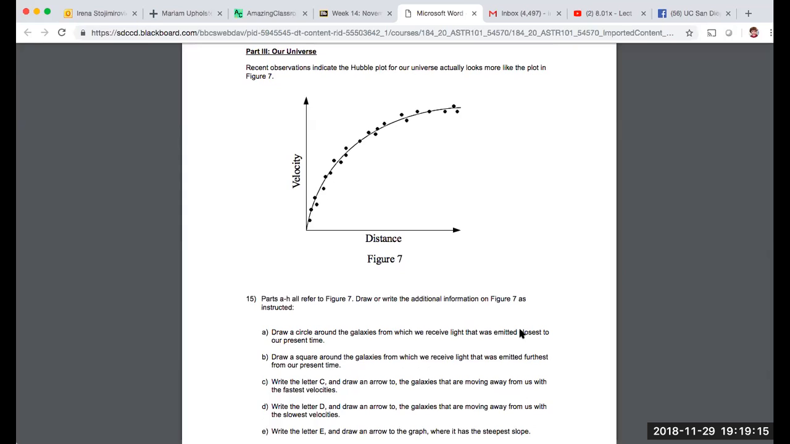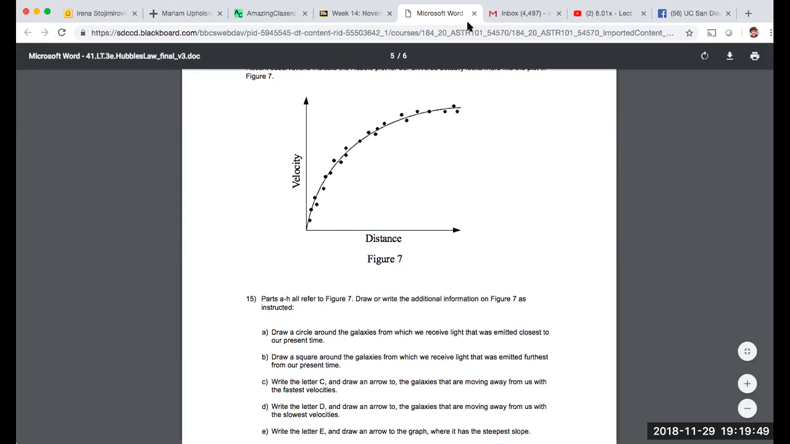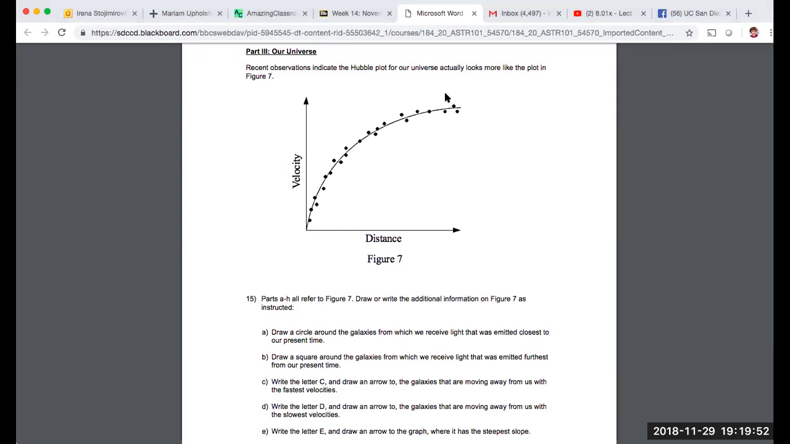Recent observations indicate the Hubble plot for our universe actually looks more like the plot in Figure 7. Parts A through H all refer to Figure 7. Draw or write the additional information on Figure 7 as instructed. A. Draw a circle around the galaxies from which we receive light that was emitted closest to our present time. So it would be the dots that are closest to the end of the line. Here? Yep. Okay.